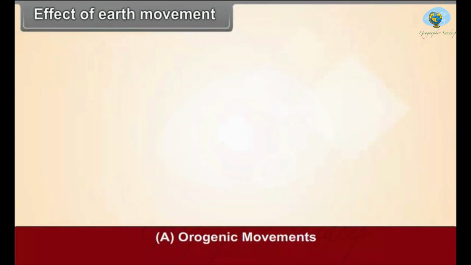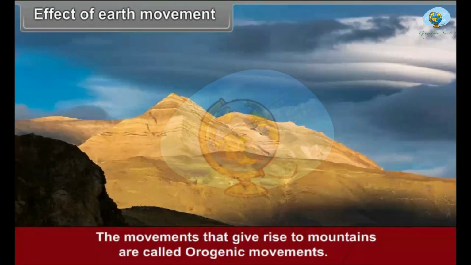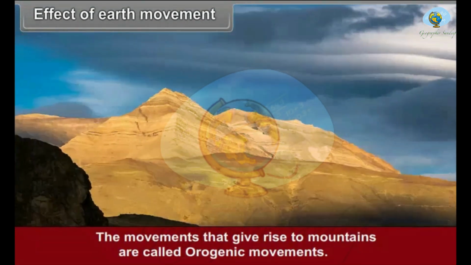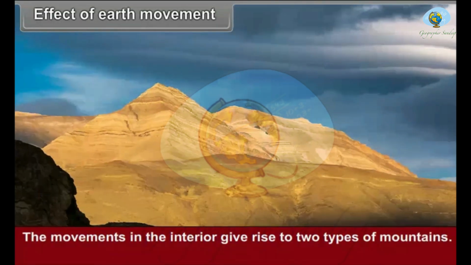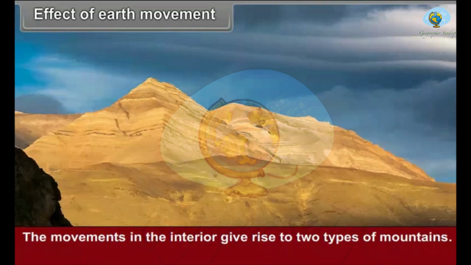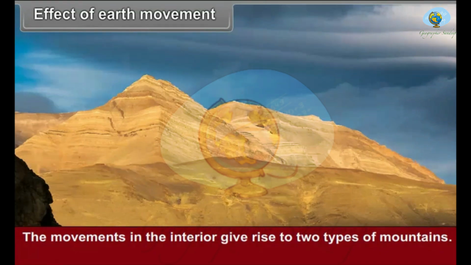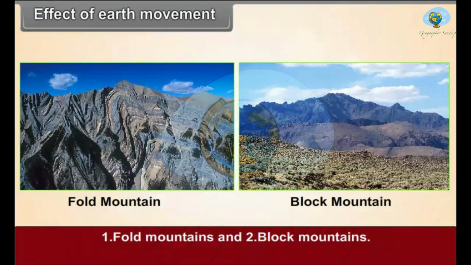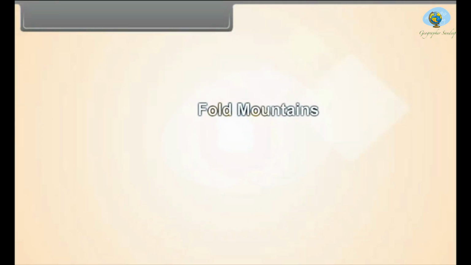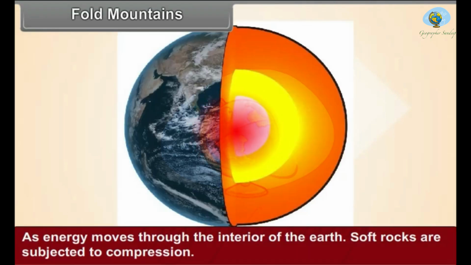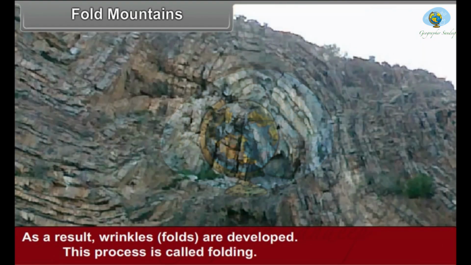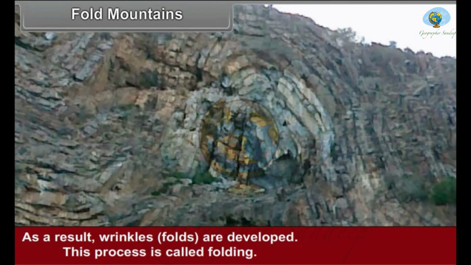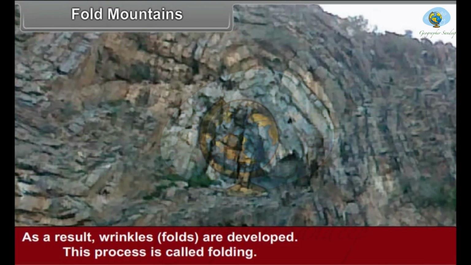A. Orogenic movements. The movements that give rise to mountains are called orogenic movements. The movements in the interior give rise to two types of mountains: fold mountains and block mountains. Fold mountains. As energy moves through the interior of the Earth, soft rocks are subjected to compression. As a result, wrinkles, folds are developed. This process is called folding.